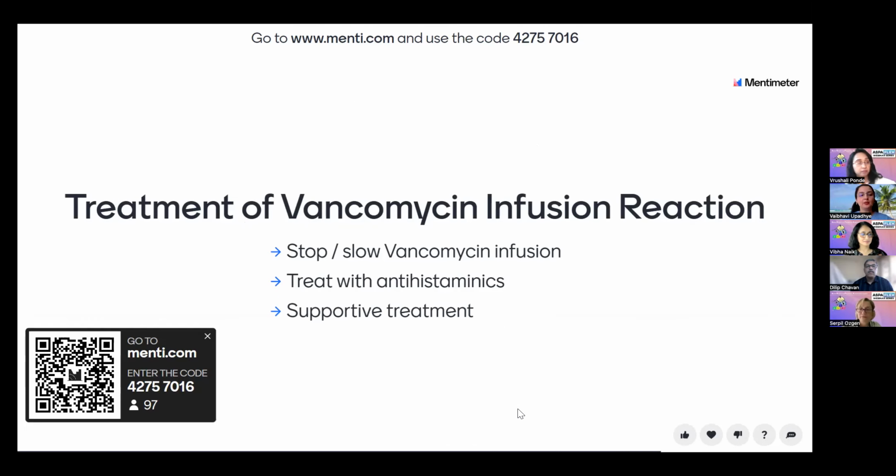Now, treatment of vancomycin infusion reaction is largely to stop the vancomycin infusion or slow it down and restart at a very slow rate to begin with, to treat with antihistaminics as mentioned by Dr. Rishali, and supportive treatment to treat the hypotension with fluids and with vasopressors.